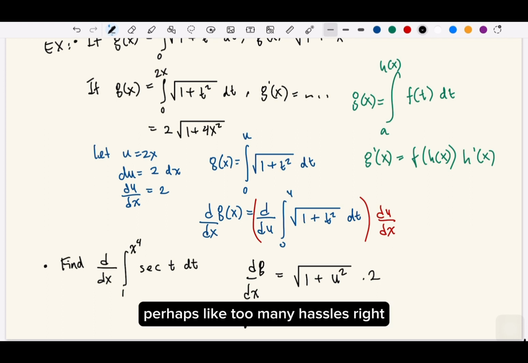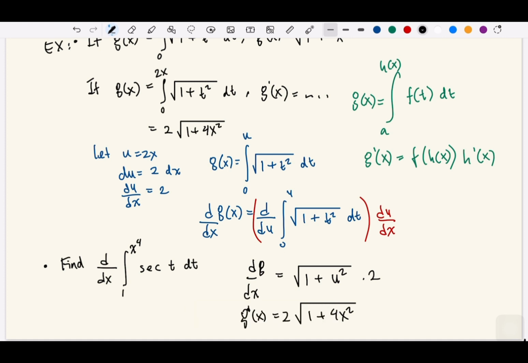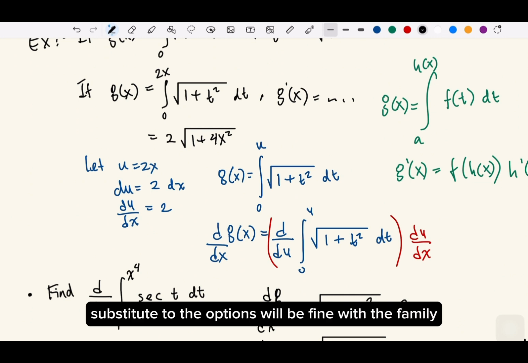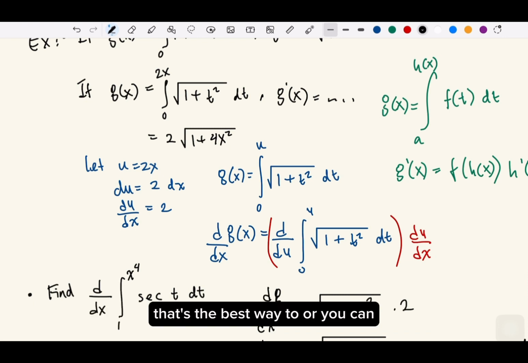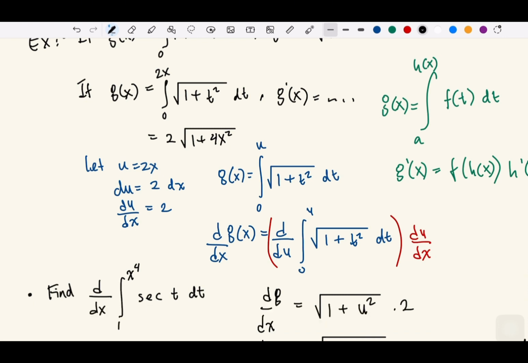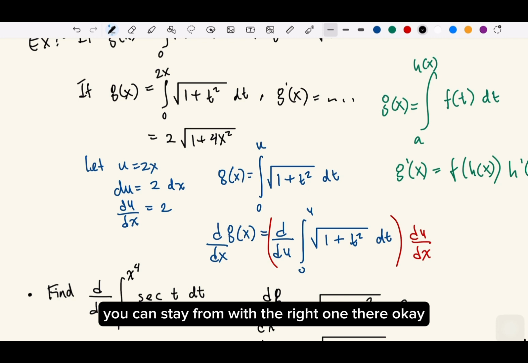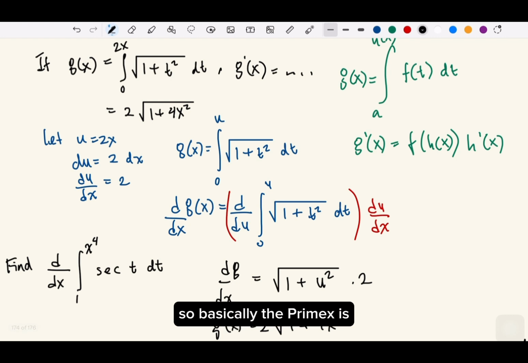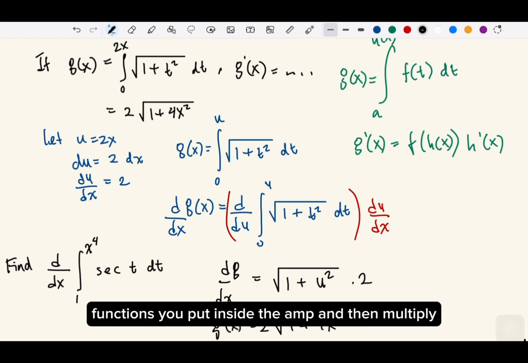Perhaps it's like too many hassles, right? It's like really long steps. But actually, you can think like this: substitute into the functions, multiply with its chain rule. That's the best way to do. Or you can start with the right one there. So basically, u prime x is the function you put inside the f, and then multiply the chain rule from the endpoints, the h prime.